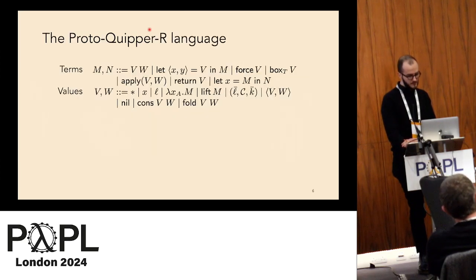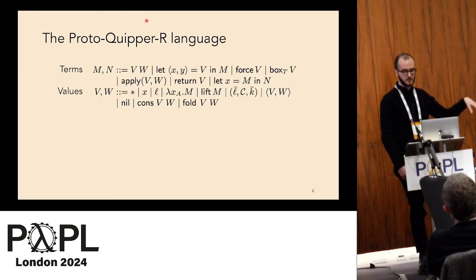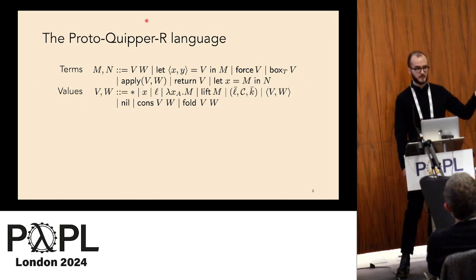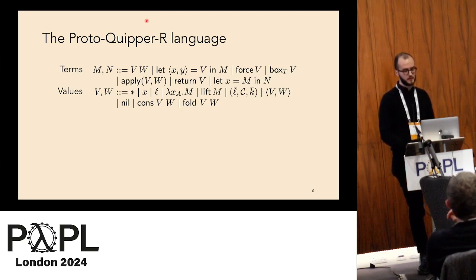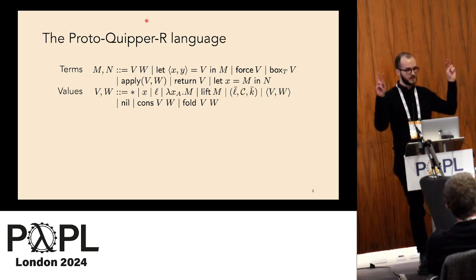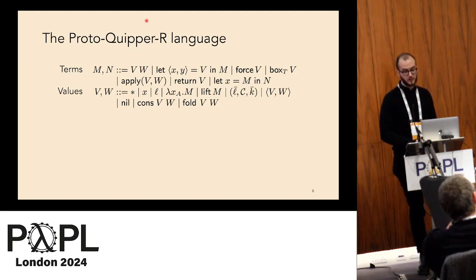Okay, so let's have a look at this language. This language, which we call Proto-Quipper-R, is very strongly inspired by Proto-Quipper-M. At its very core, this is an effectful lambda calculus. So we have a distinction between terms and values. Return turns a value into a trivial computation, let sequences computations, and so on. And the side effect of this lambda calculus is precisely that of building a circuit. So circuit construction happens in a way behind the scenes as a side effect of a computation.